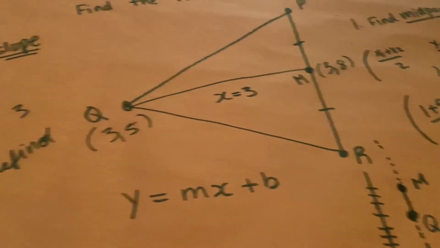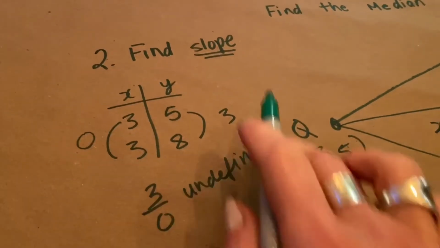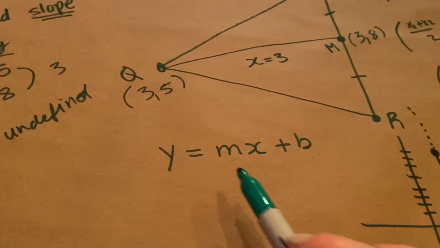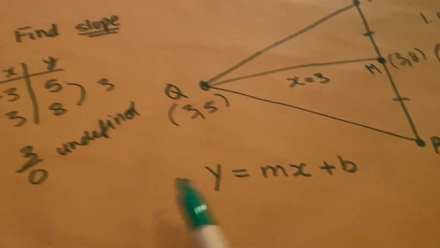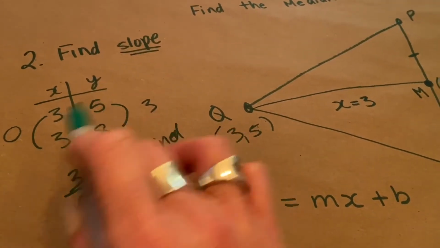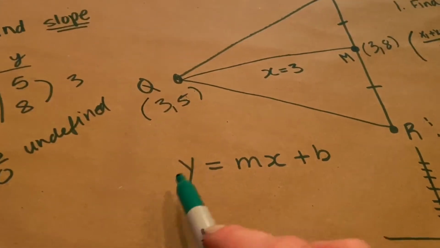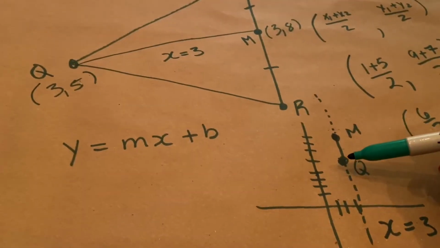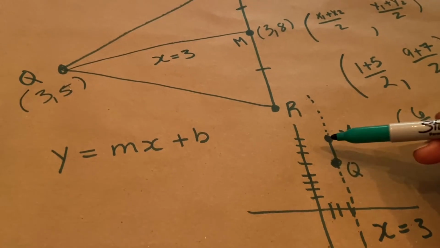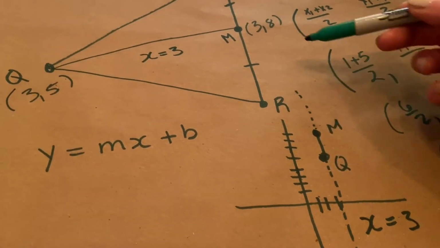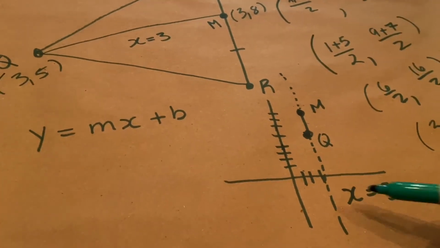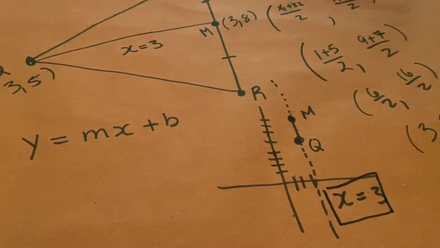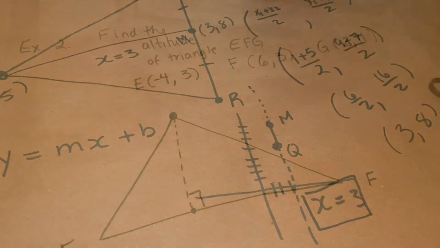Now, if I would have gotten a nicer answer for my slope, then I would have put that nice answer into my M, and then I would have picked either x or y, doesn't matter which one you pick, to put here, and then you would find your B. But this is a special case where Q is at 3, 5, M is at 3, 8, and that means it's a vertical line going through x is equal to 3, so the equation of the median this time is simply x is equal to 3.